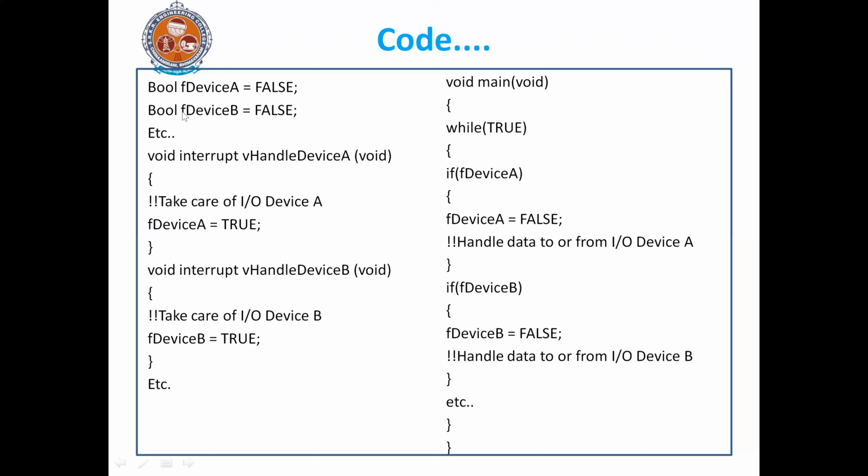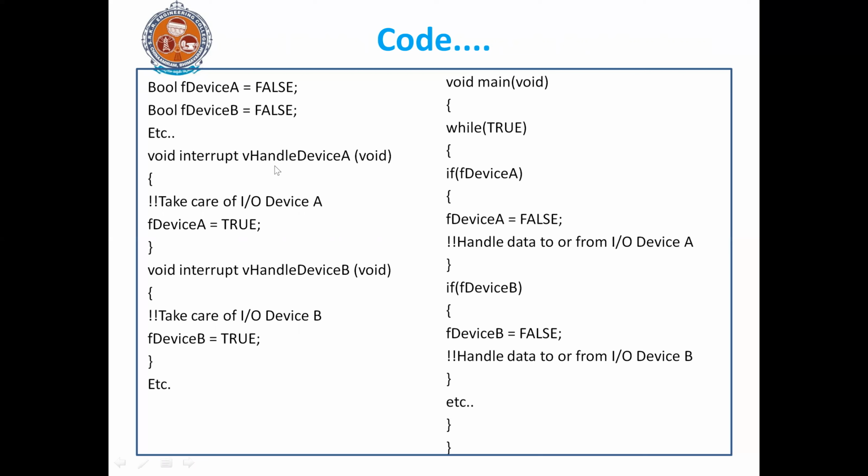Suppose you have more devices, then you can write as many flags as the number of devices you have. Here it is shown only for two devices, and the remaining we are just indicating as so on.